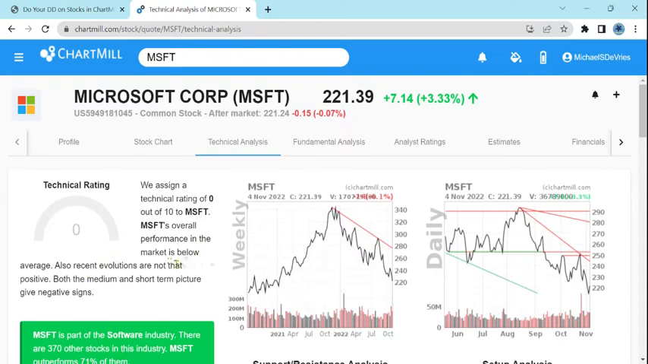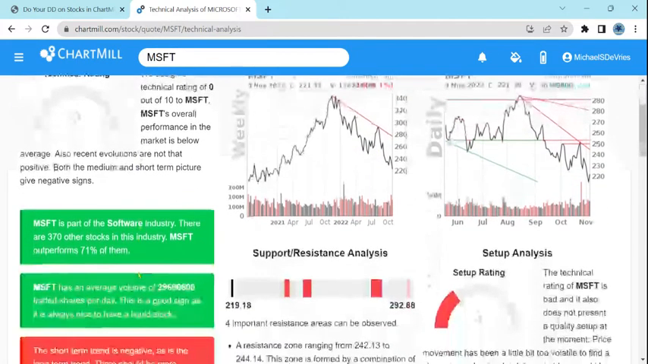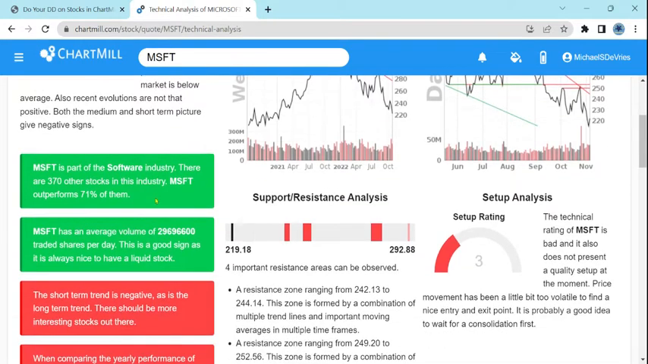It gives some explanation of that. In this case, it says its performance in the market is below average. It's not positive, and the medium and short-term picture give negative signs. So again, it gives you the rating and then a further explanation of the nature of that rating. Also, we get a quick overview of the technical chart, both on a weekly basis and a daily basis. So again, a quick overview of where the trends are, where the support and resistance levels are. Then if you scroll down below the technical rating, it gives you a more detailed explanation and the positive and negative factors of why that rating is given.